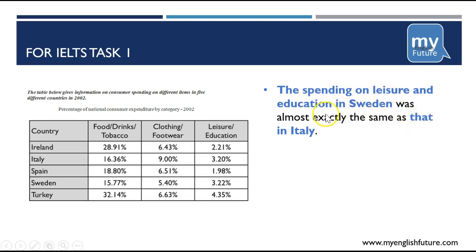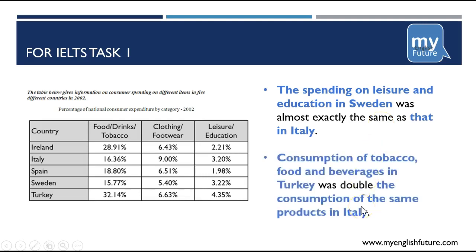The spending on leisure and education in Sweden was almost exactly the same as that in Italy. So here we've got 3.2%, and here we have 3.22%, almost exactly the same. Wow, these noun phrases are so long. But it is correct. Consumption of tobacco, food and beverages in Turkey was double the consumption of the same products in Italy. I didn't want to repeat tobacco, food and beverages, so you can write of the same products and your examiner will love you.